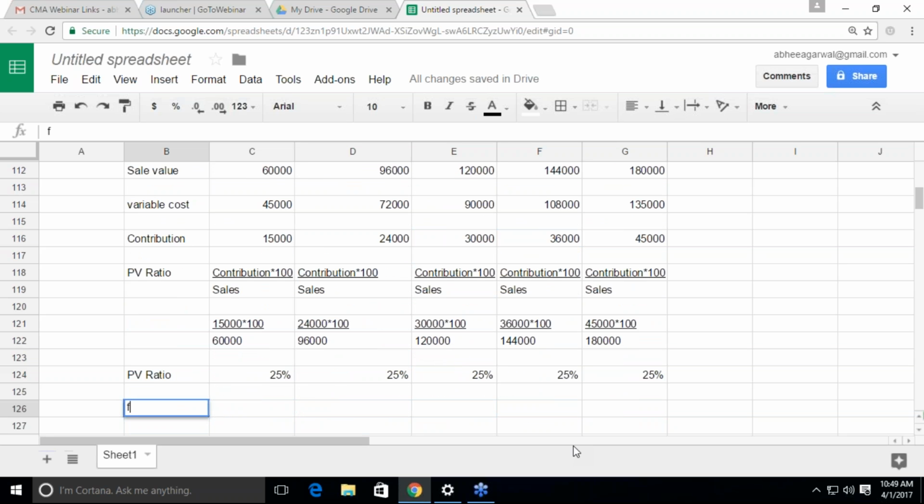Now, if you write down the fixed cost, which is constant at every level of production, 18,000. 18,000 is your fixed cost, which is constant.